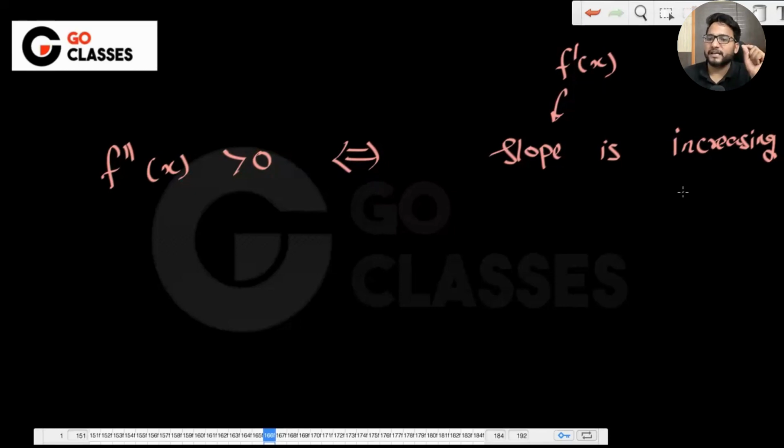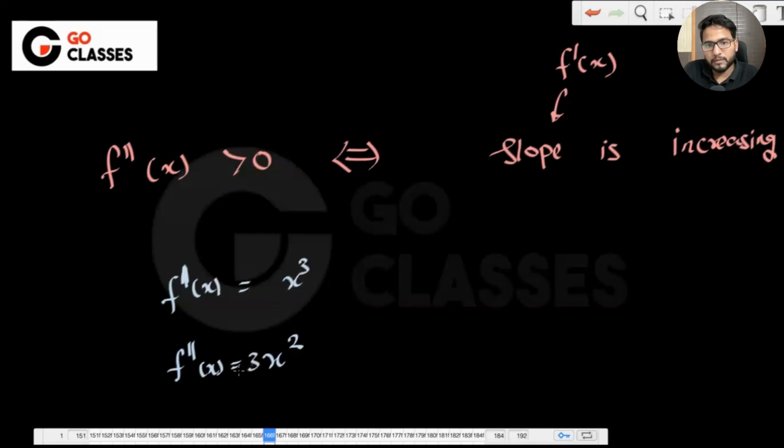See, I cannot even say the sign. For example, let's suppose that f double dash x is x square. f dash x is x cube. Okay, suppose something like this. It is x cube, and f double dash x is 3x square. Now tell me, at x equal to minus 1, f double dash x is greater than 0, which means what? At x equal to minus 1, the slope is increasing, but f dash x is also less than 0.